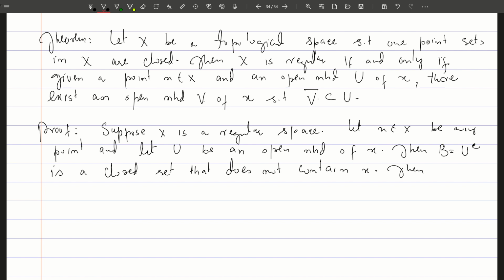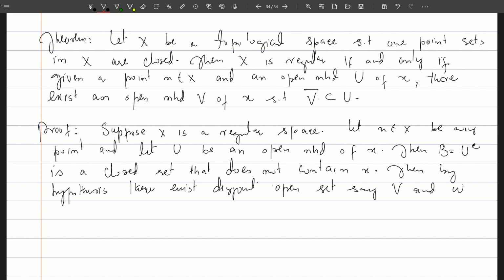So then, by hypothesis, because we have assumed that the space X is regular, there exist disjoint open sets, say V and W, such that x is inside V and B is contained in W.